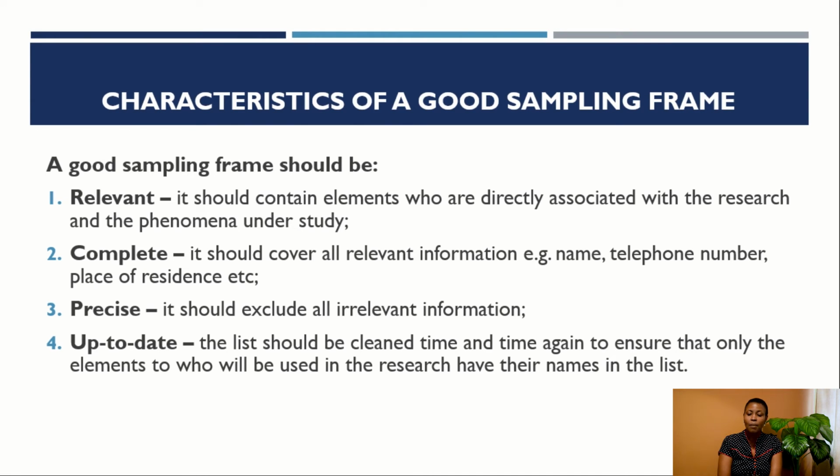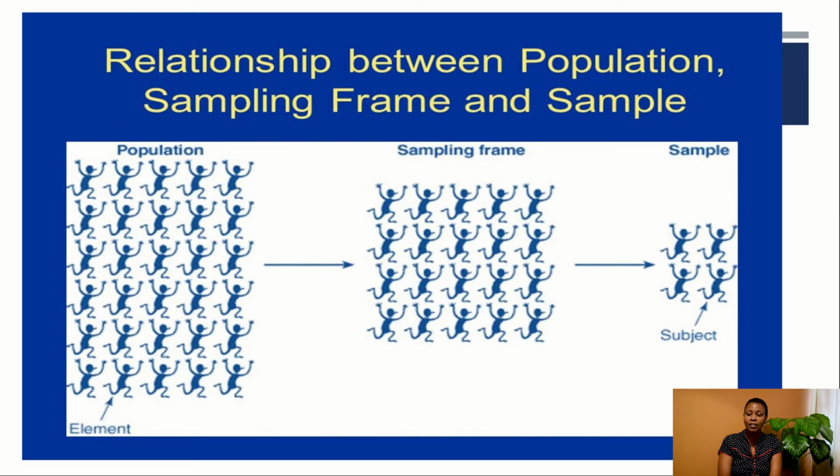What are the characteristics of a good sampling frame? It should be relevant, meaning it should contain elements who are directly associated with the research and the phenomena under study. It should be complete, that means it should cover all relevant information. In our case, maybe it should contain the name of the student, his or her telephone number, his or her admission number, place of residence, etc., but of course based on the problem under study. Number 3, it should be precise where it excludes all irrelevant information. And finally, it should be up to date. That means it should be cleaned time and time again to ensure that only the elements who will be used in this particular research have their names in the list.